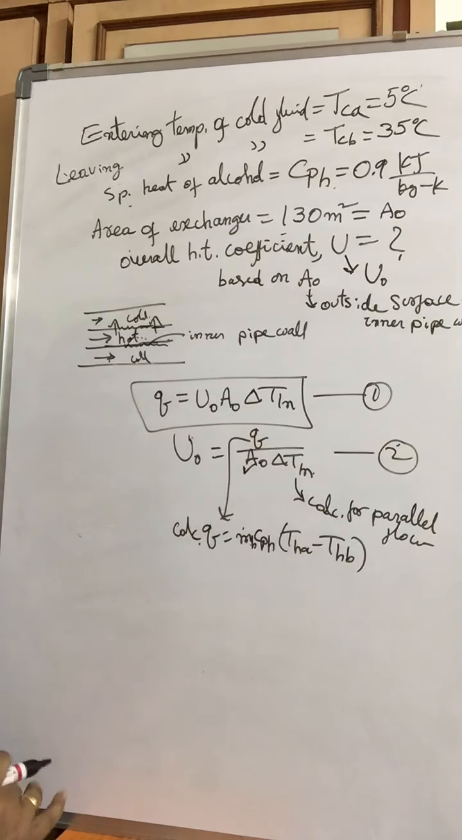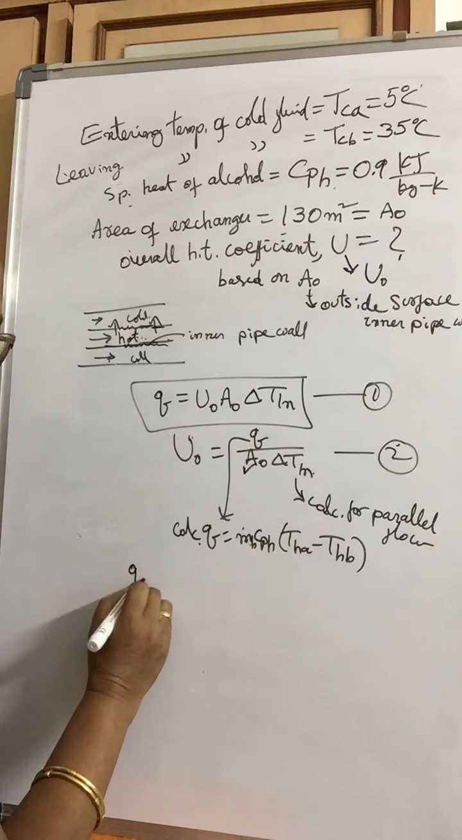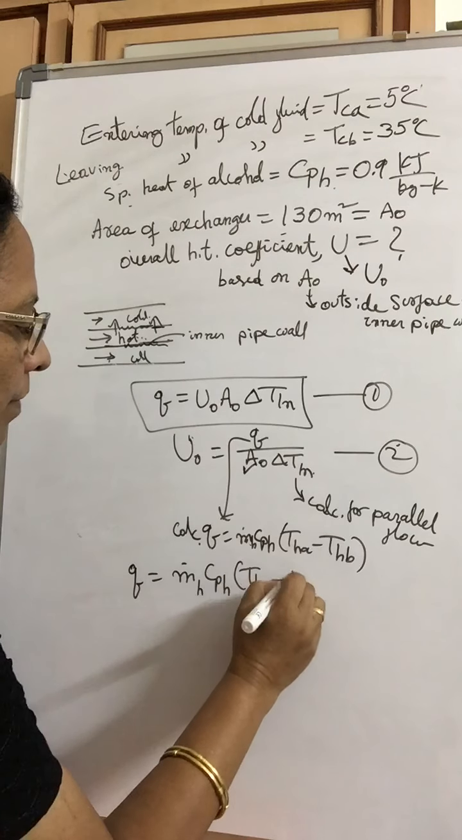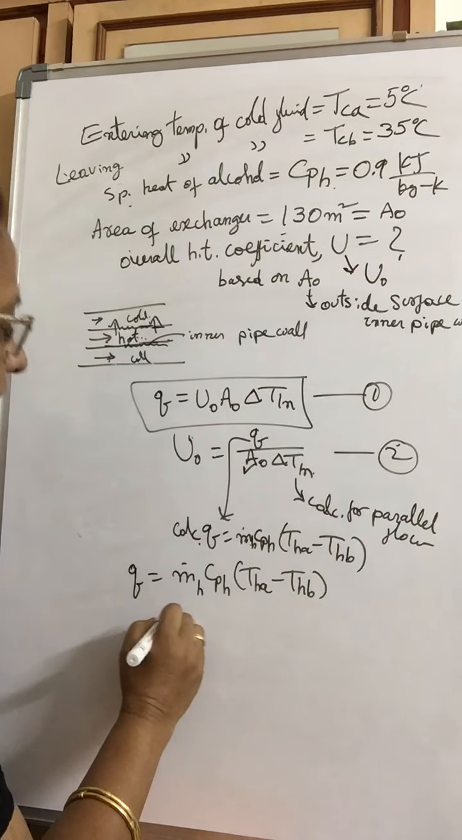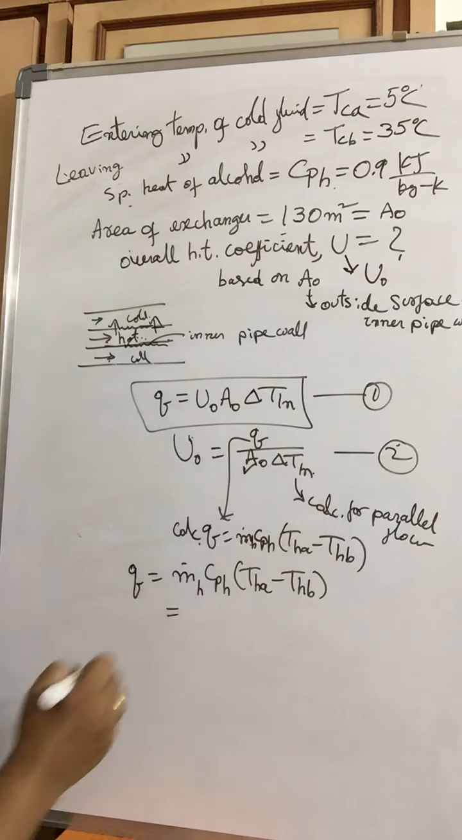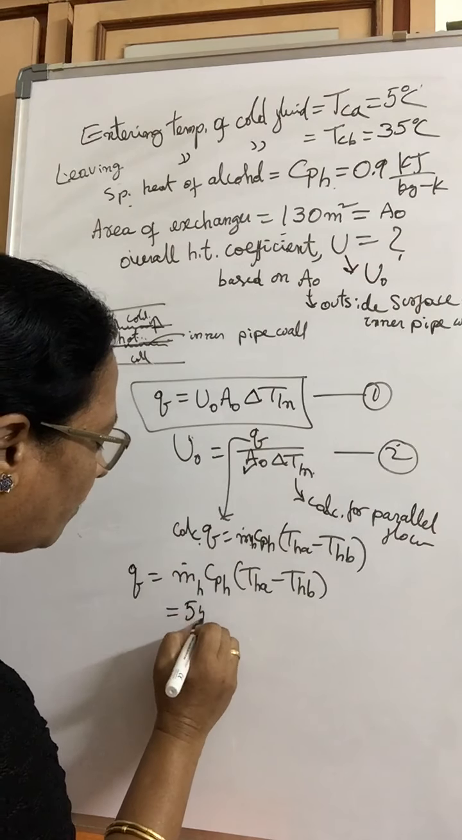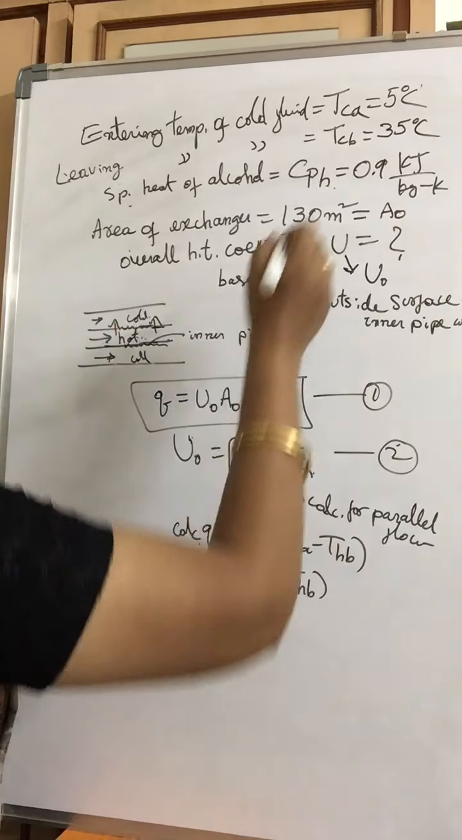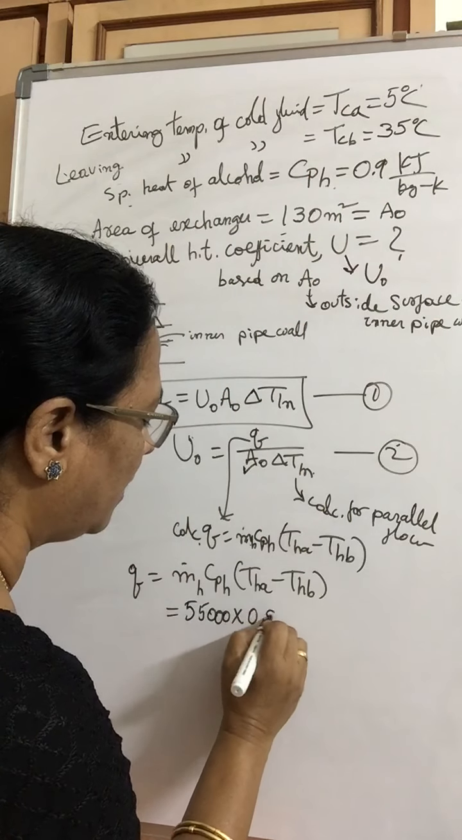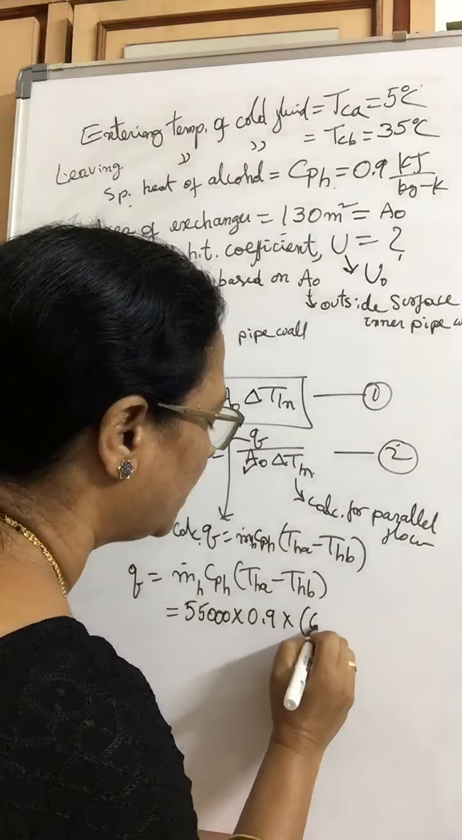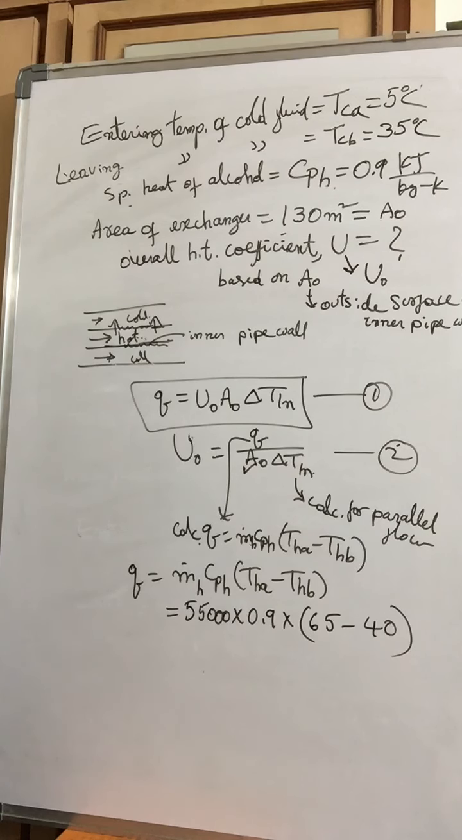So now shall we calculate first Q. Q is equal to m dot H CPH into THA minus THB. So what is m dot H value? How much is it? M dot H is 55,000. And CPH is 0.9. And THA is how much? 65. And THB is 40. Okay. So like this we need to substitute all the values.